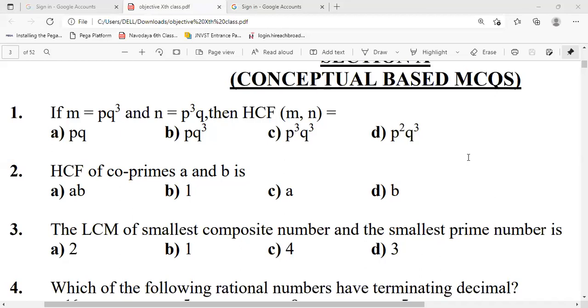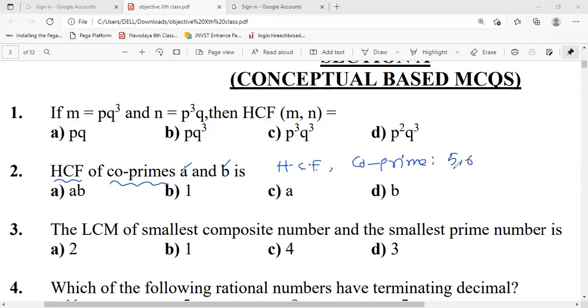Second question: HCF of co-prime numbers A and B. First of all, we have to know the definitions of co-prime number and HCF. HCF means highest common factor, and co-prime means if two numbers don't have any common factor, that type of numbers are called co-prime numbers.